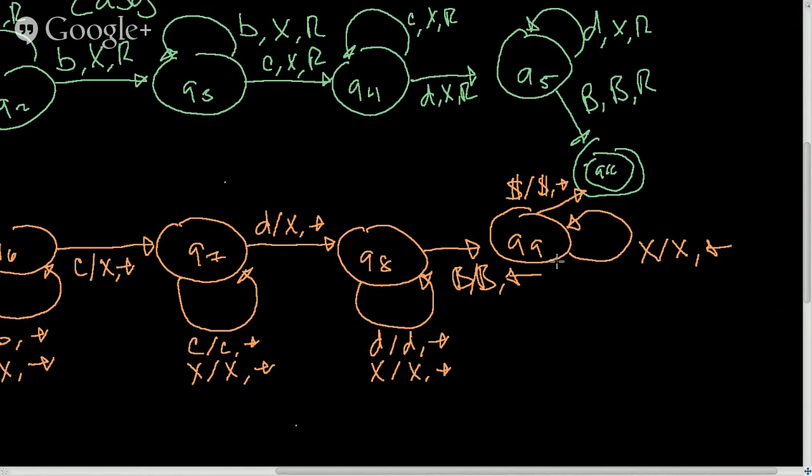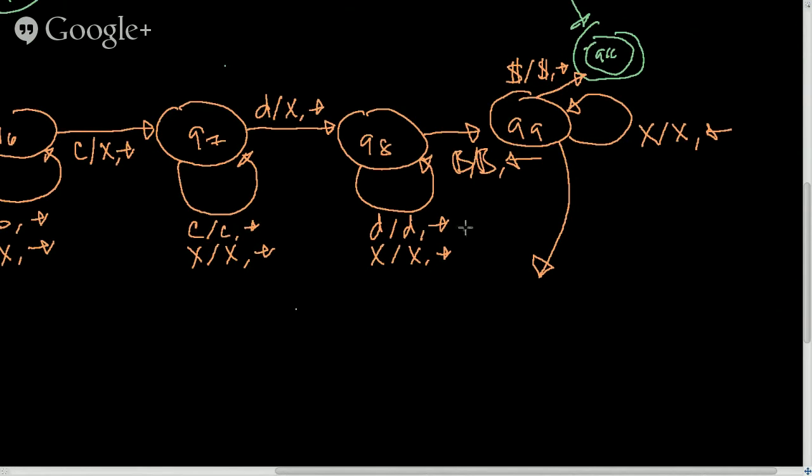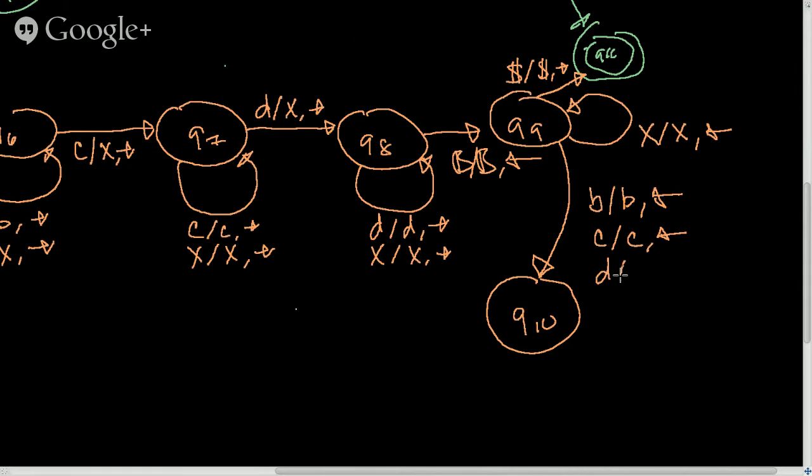Now, our problem comes when we're in Q9, we've looped back over some number of X's, but then we get either a D or a C or a B. That's where we need to say, okay, well, we got to start over. So let's make a Q10. And this is going to be if we see any of the above. So if we see a B, just keep it as a B and move left. So we just want to keep scrolling left. If we see a C, just keep it as a C and move left. If we see a D, just keep it as a D and move left.